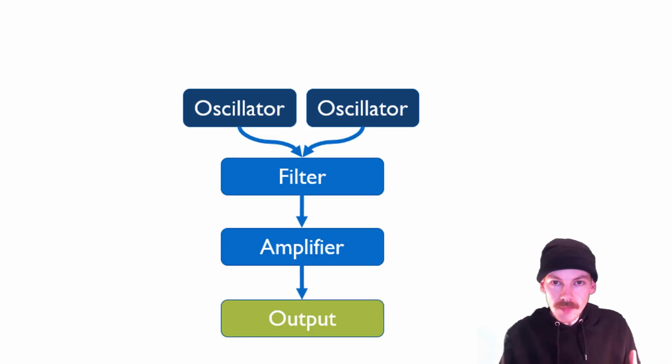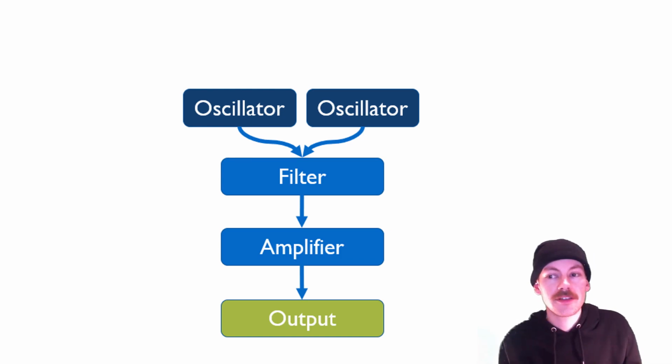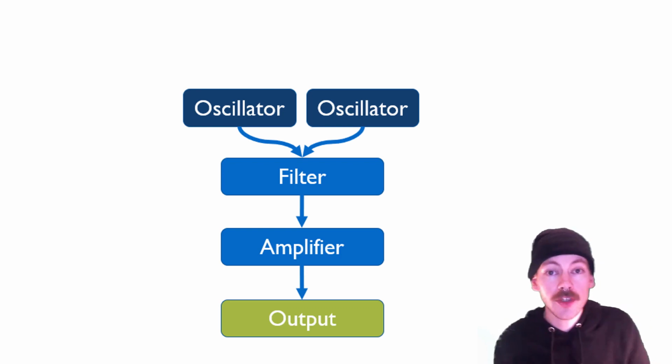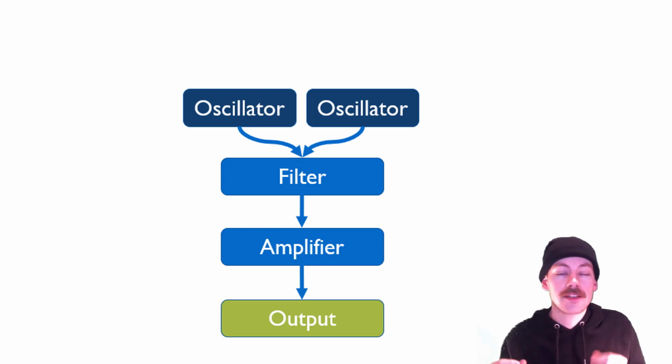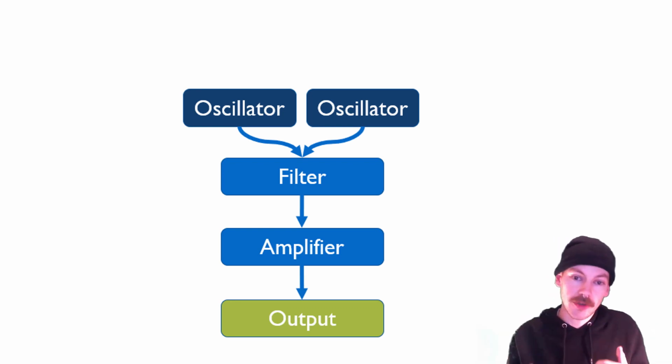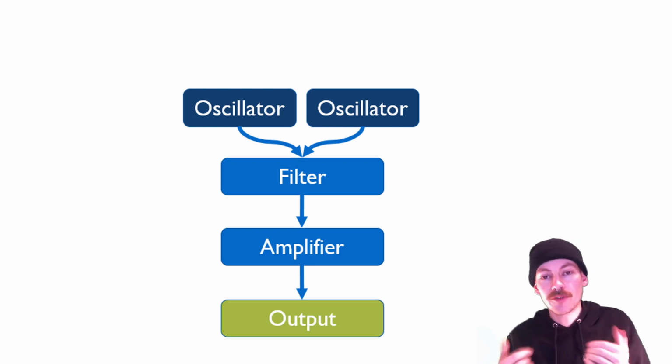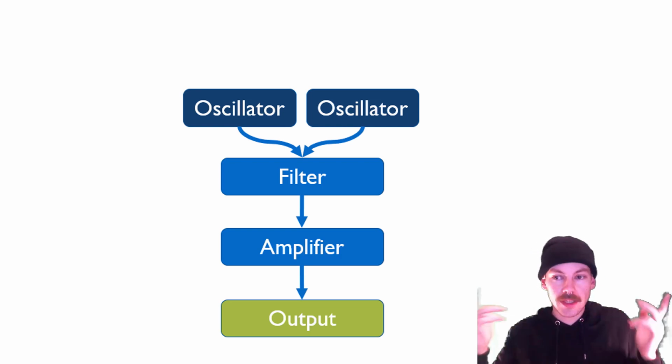So a really general design schematic, the architecture of our synthesizer, might look something like this. We've got 2 oscillators, and that's in order to create a complex waveform that we can then sculpt with our filter. The output goes to an amplifier, and then the output of the amplifier goes to our main amplifier so that we can hear it.